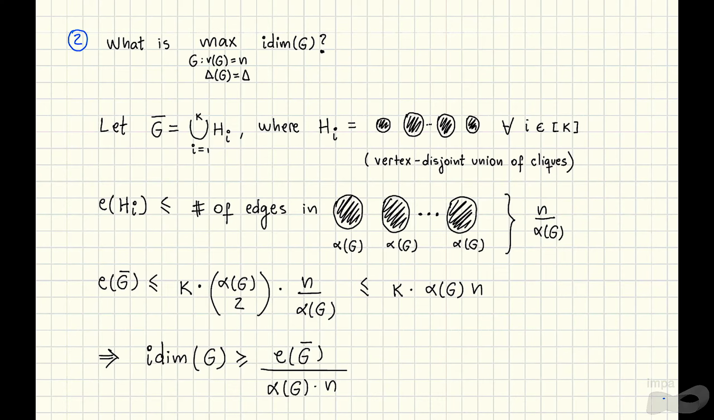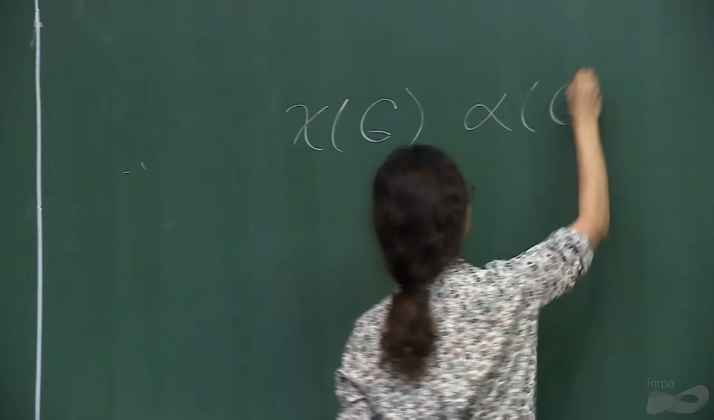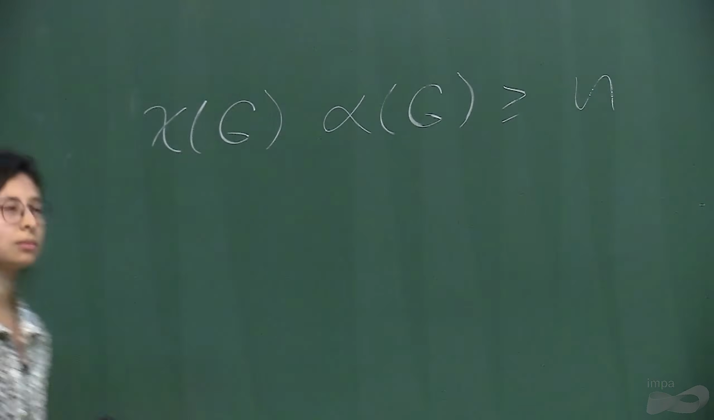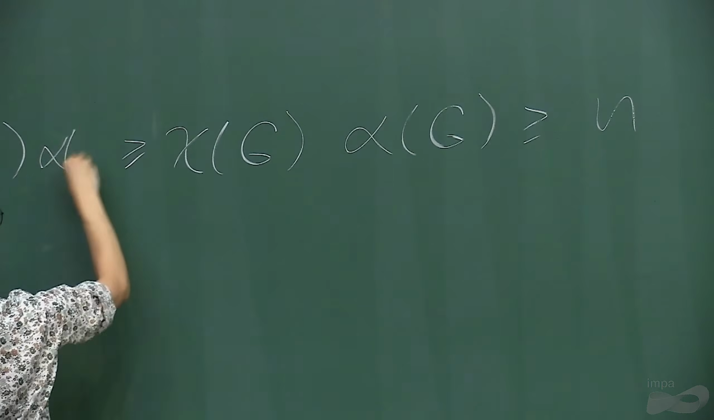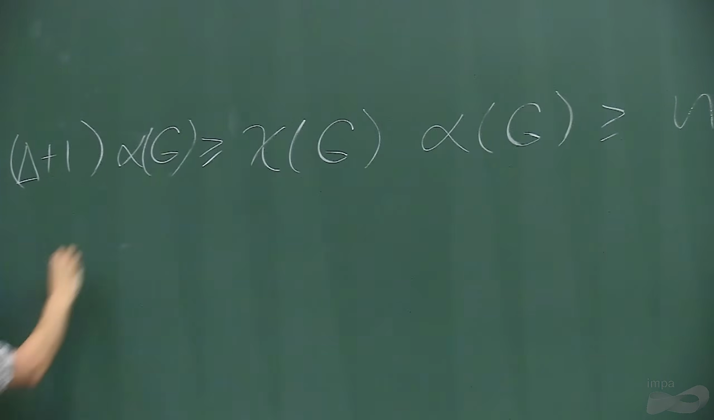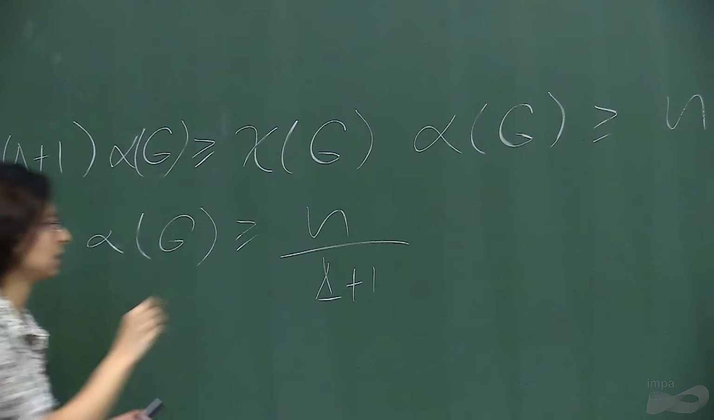Good. But now let's do a little bit of nonsense, which is going to give some intuition of what we expect to be the truth. So first I remind you of this bound that the chromatic number of a graph G times the independence number is always at least n, right? And the chromatic number is at most, say, delta plus 1, so the independence number is at least n over delta plus 1. So essentially n over delta, right?